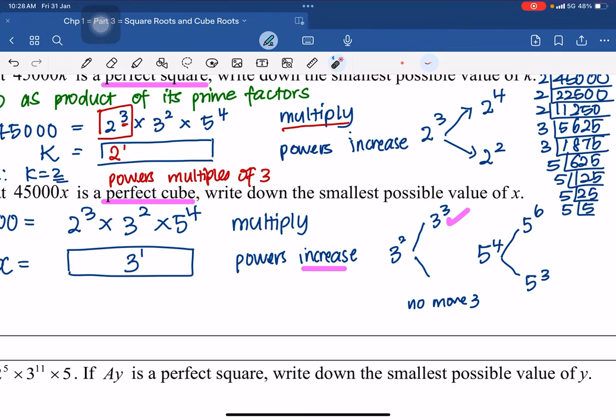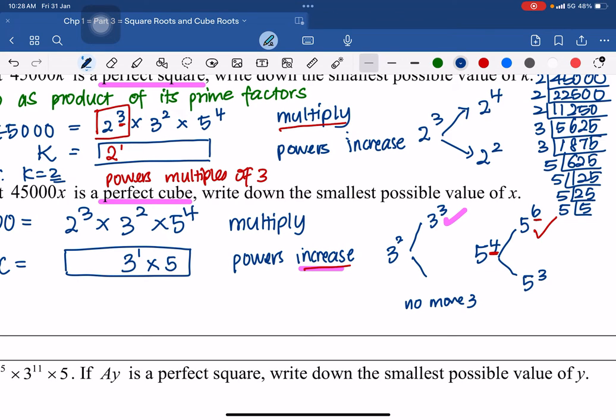I want to make it 5 to the power of 6 because I can only increase my power. So in this case, I must make 5 to the power of 4 become 5 to the power of 6. Then my next question comes: how many more factors must I multiply so that there is originally 4 of them and now it becomes 6 of them? So I'll take 5 to the power of 2. Have you gotten the correct answer? So I need to have 3 and 5 to the power of 2.